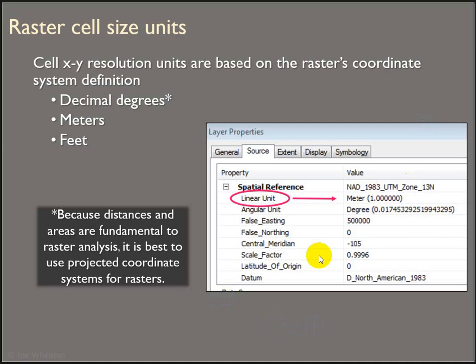ArcGIS Pro is making it easier and easier for us to work geodesically. But because distances and areas are fundamental to raster analysis, and because rasters are built of squares that have, or cells or pixels that have area, it's really important to work in a projection. You don't want to have units of degrees when you're dealing with rasters. So as easy as ArcPro is making it for us to work in geographic coordinate systems and make area and distance measurements geodesically, project your rasters.